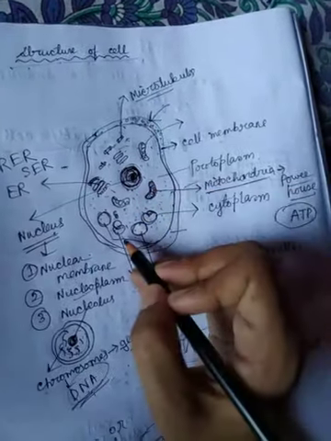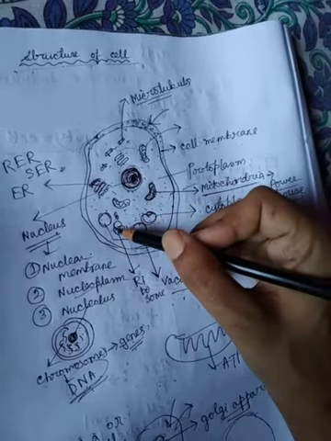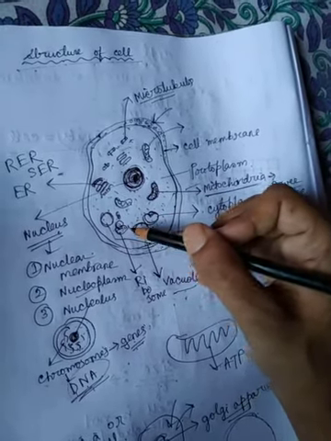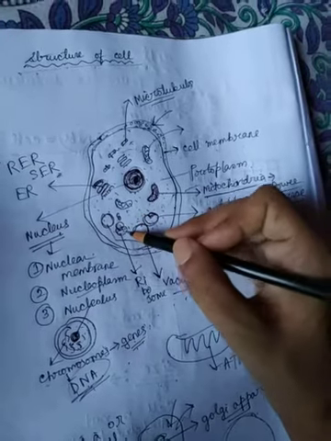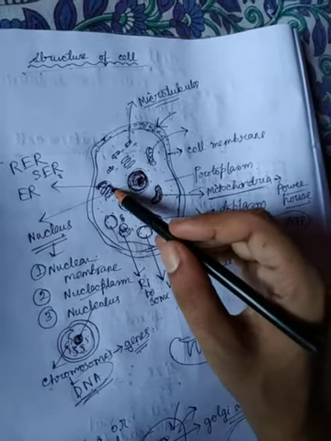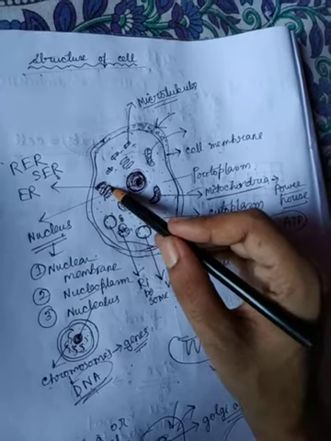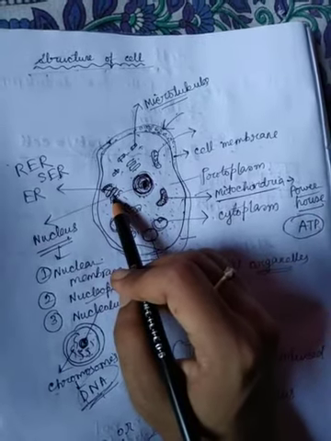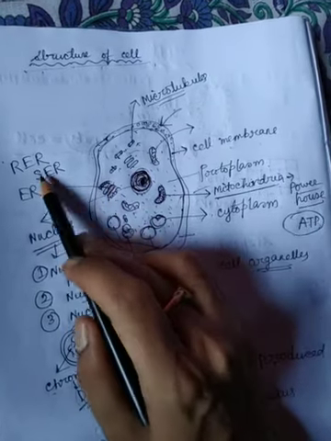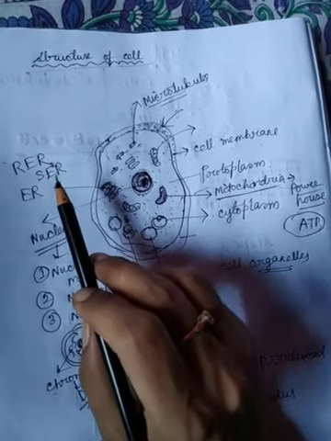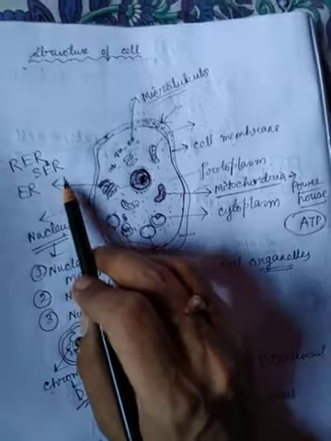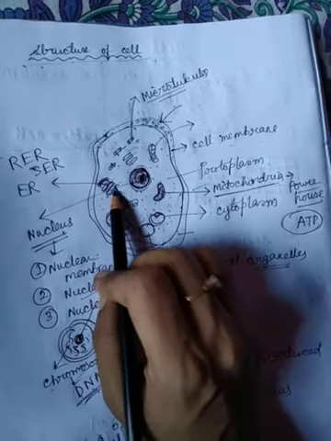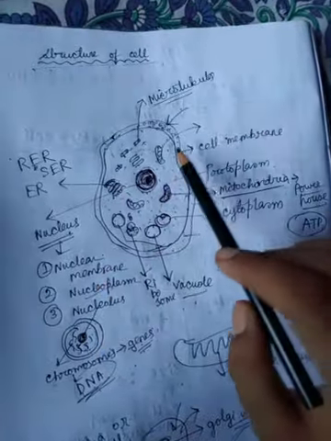Next is the ribosome. See, ribosome is a small sac-like cell organelle. In the ribosome, protein is synthesized. So ribosome is called the site of protein synthesis. The next cell organelle is called endoplasmic reticulum. Endoplasmic reticulum is of two types: rough endoplasmic reticulum and smooth endoplasmic reticulum. They also help in the synthesis of protein, fat, and also transport of protein.